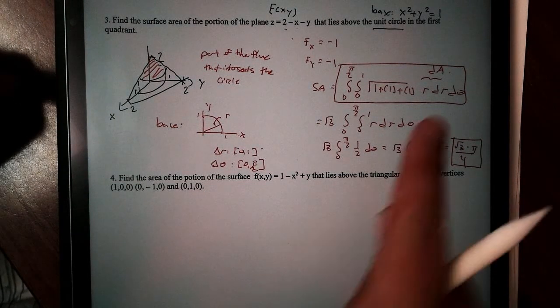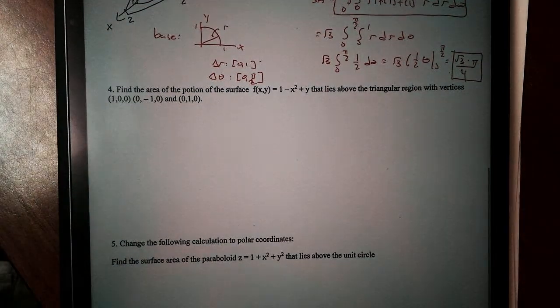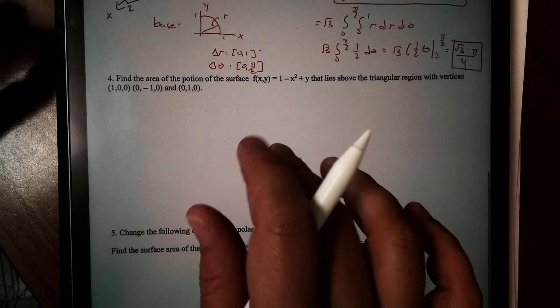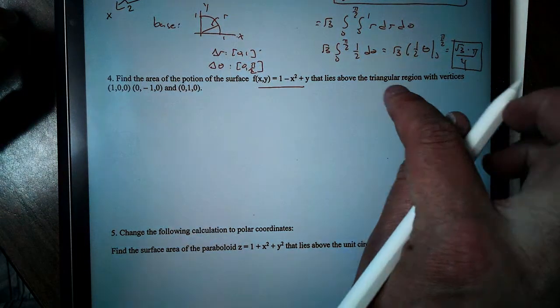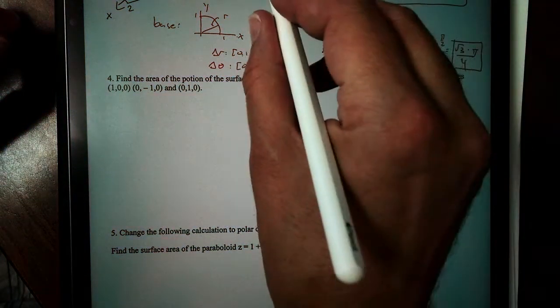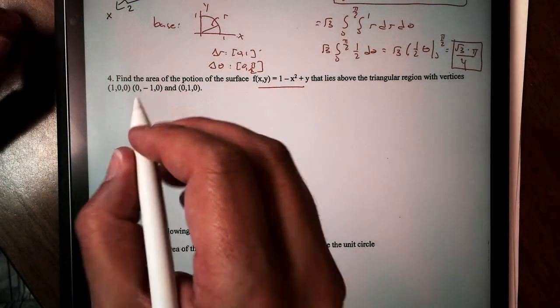All right, now that one's pretty easy to solve by hand. This one's not going to be. We'll take a look at it. Let's look at number 4 here. We are asked to find the area of a portion of the surface, I don't know what shape that is, that lies above the triangular region with the following vertices. So let's go ahead and get those vertices.